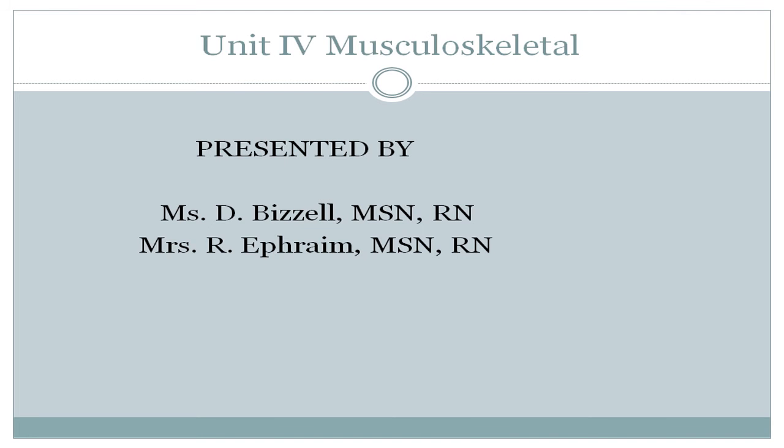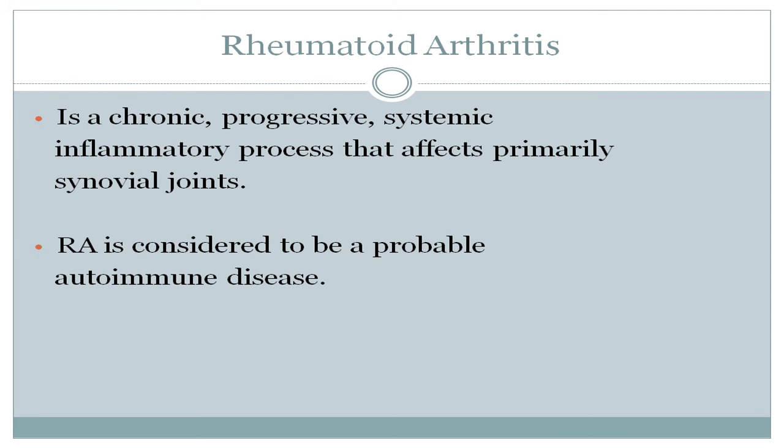Okay, now we're going to begin our lecture on rheumatoid arthritis. Rheumatoid arthritis is a chronic, progressive, systemic inflammatory process that affects primarily the synovial joints. So, right in this little sentence, what helps to differentiate this from osteoarthritis? Systemic. Osteoarthritis is not systemic, but rheumatoid is.